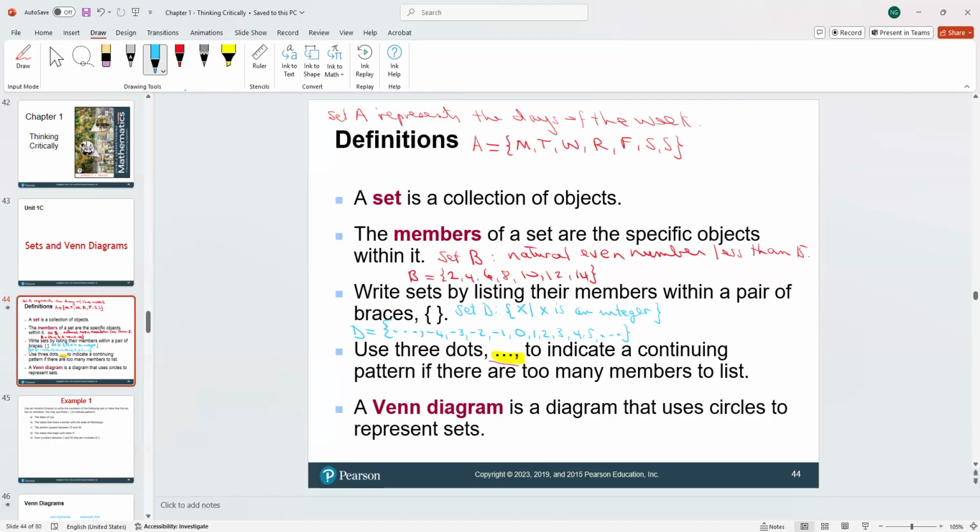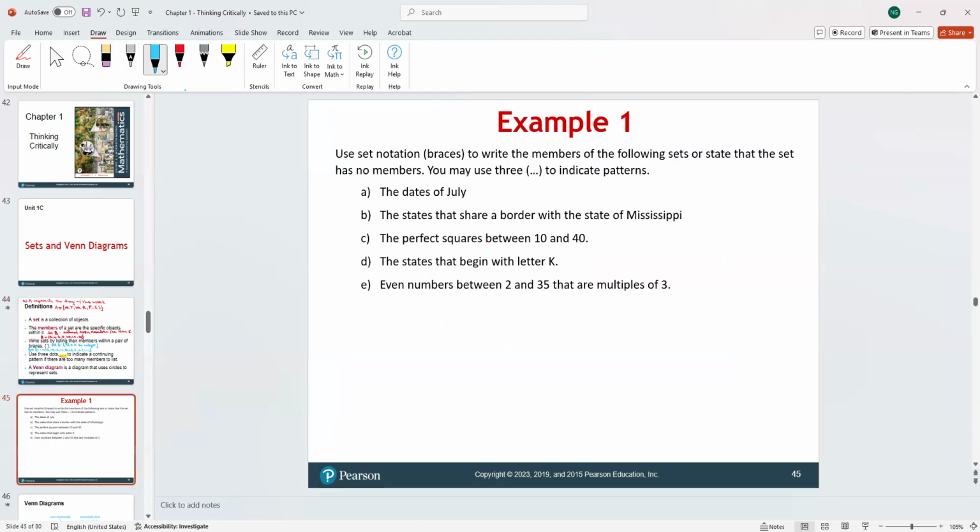But before we get there, let's see about these examples right here. We said use set notation to write the members of the following set or state that the set has no members. You may use patterns. So patterns means if I said 2, 4, 6, 8, the next one would be 10, right? So we call that a pattern.